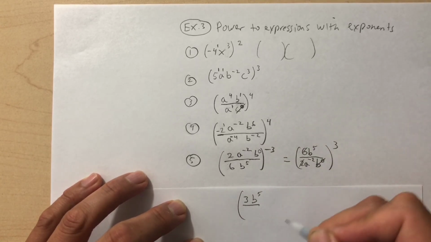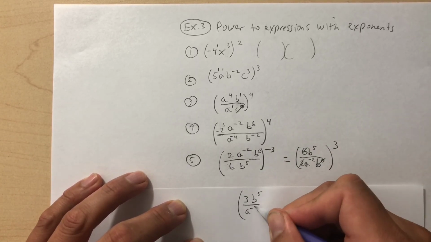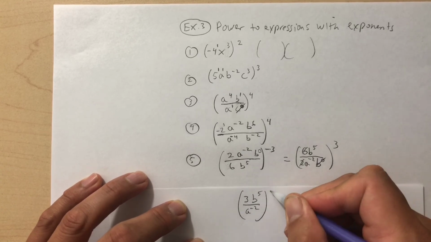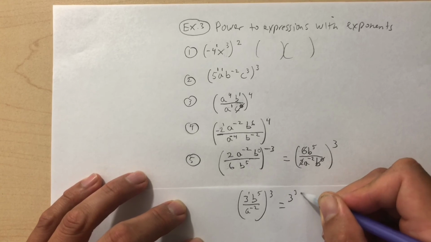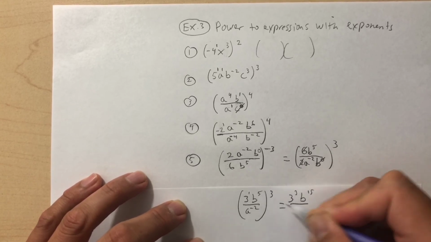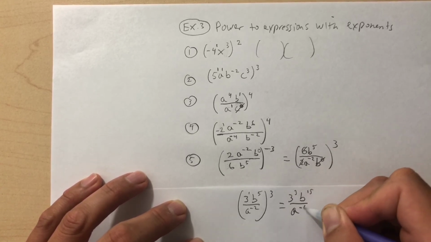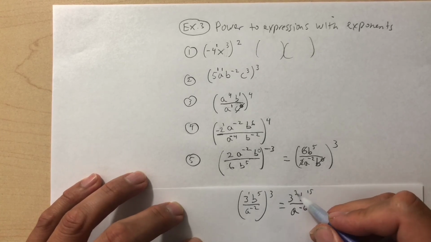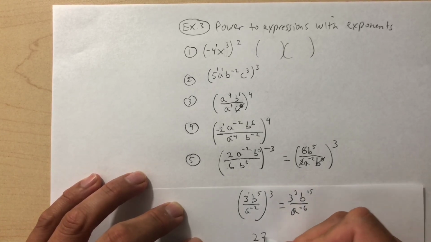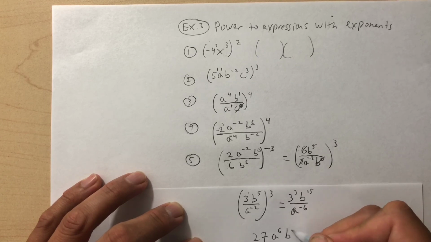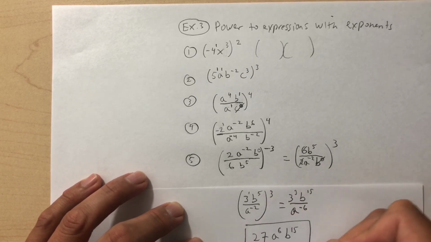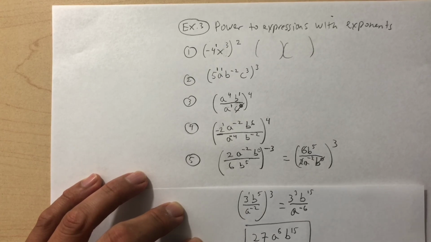Again, that becomes 3, and there's still -2. And then that one's gone, and then 3rd power. All right, so that gives me 1, so 3 to the 3rd power, b to the 15. Again, I'm multiplying, and then a to the -6. 3 to the 3rd power is 27, and that one moves up, so then it gives me a to the 6th, and then b to the 15th. There you go. All right, that concludes our lesson.